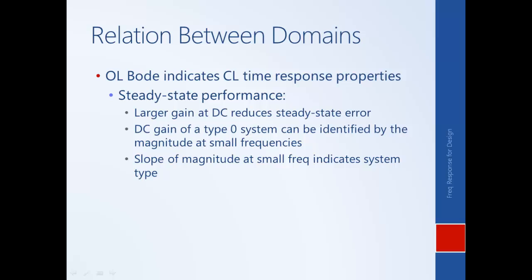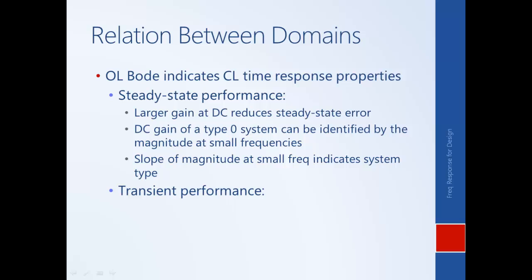And even if we had a type 1 system, if the magnitude at which the plot crossed 1 radian per second, for example, was higher, then that would indicate that the system could track a ramp with less error. So larger DC gain or larger magnitude at low frequencies in general indicates better steady state performance.